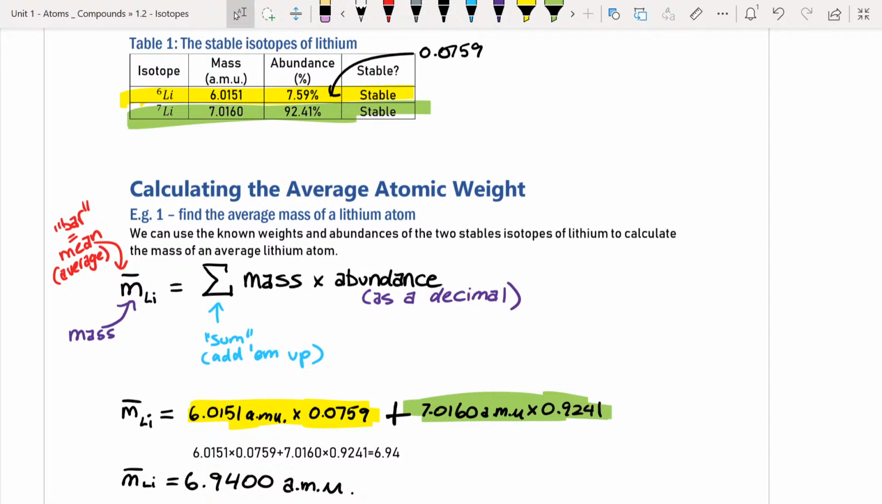Yeah, so really common isotope, uncommon isotope. So the average is going to be a lot closer to the really common one than the uncommon one. Does that make sense? Cool. And that's how we get there. Questions about that calculation?